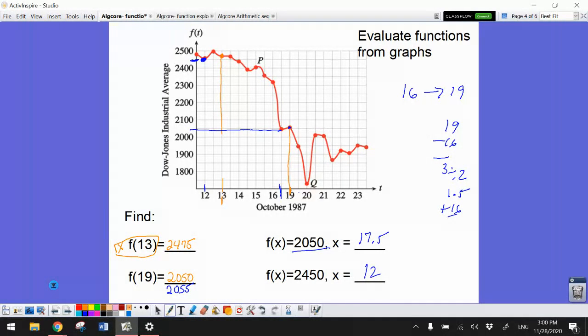If I said f of x equals 1900, I'm going to come across to 1900. I'm going to look for a point that is exactly on the line. There it is. I'm going to come down. What's halfway between 22 and 23? 22.5. And that's my x value.